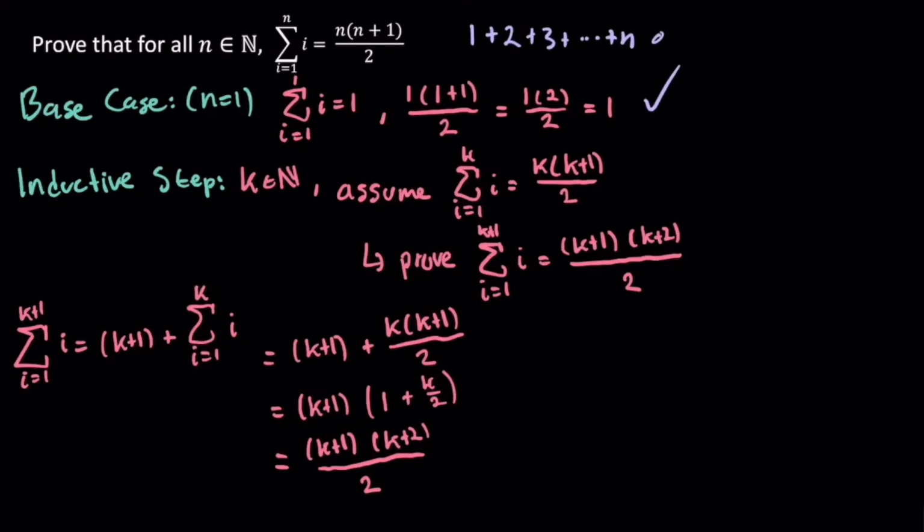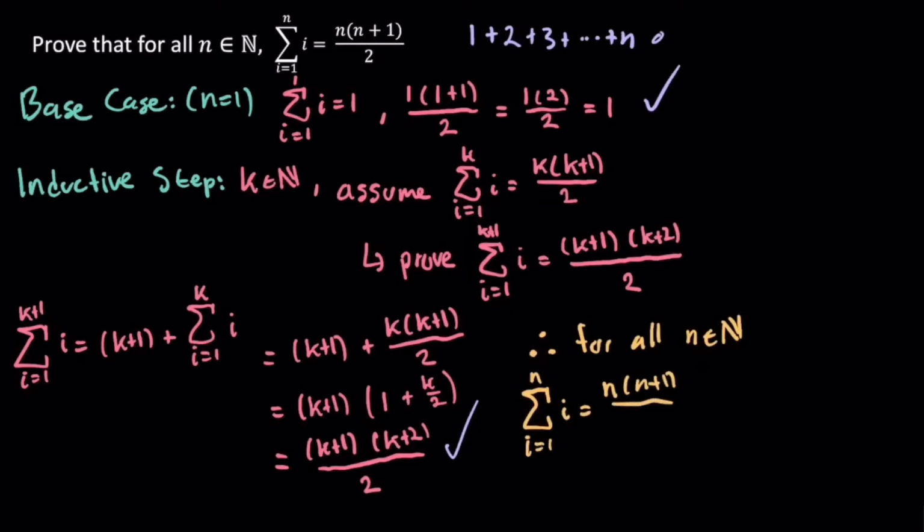We have right here and here is just this. So we have indeed proved the inductive conclusion. Give ourselves a quick check mark. And now we can just write, therefore, for all n, where n is a natural number, we have that the sum from i equals 1 to n is equal to n times n plus 1 over 2 by the principle of mathematical induction.